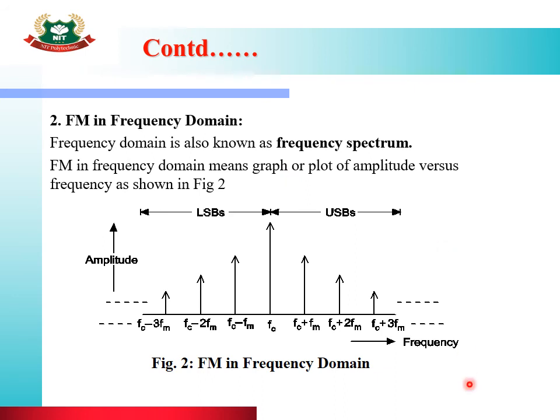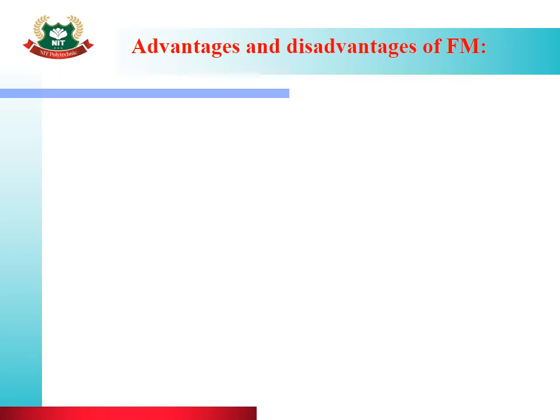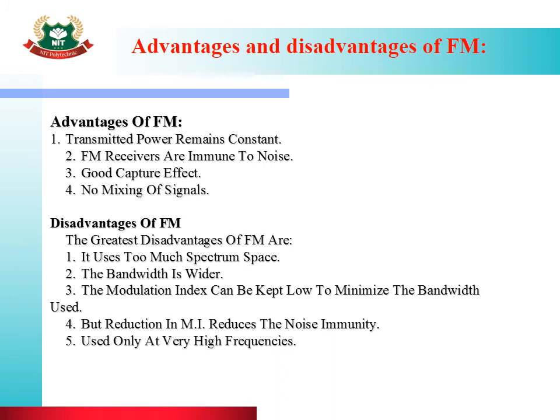The question will be asked in the examination like: plot a frequency modulated wave in time domain or frequency domain, or sketch the frequency modulated wave in time domain or frequency domain. The question will be asked in the examination for a total of 4 marks. What are the advantages and the disadvantages of FM? There are a few advantages and a few disadvantages.